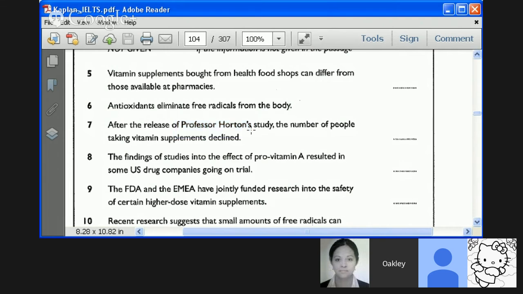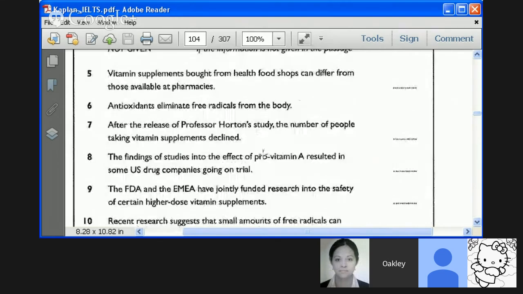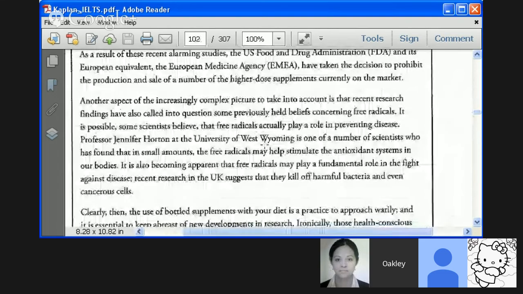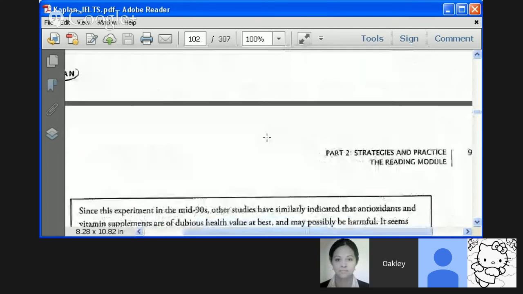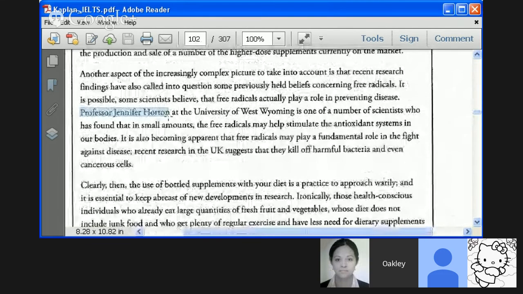Okay. Again, after Professor Horton's study, people taking supplements declined. Well, okay, making the sentence as simple as possible. All right, does it actually say that after her study was released, fewer people took supplements? Okay, well, let's look for Professor Horton. And I remember that we saw her in a paragraph and even noted that. Where was it, though? Here it is. Professor Jennifer Horton. Very good.